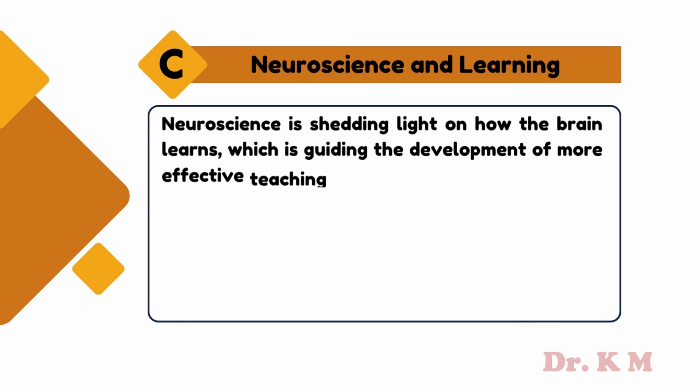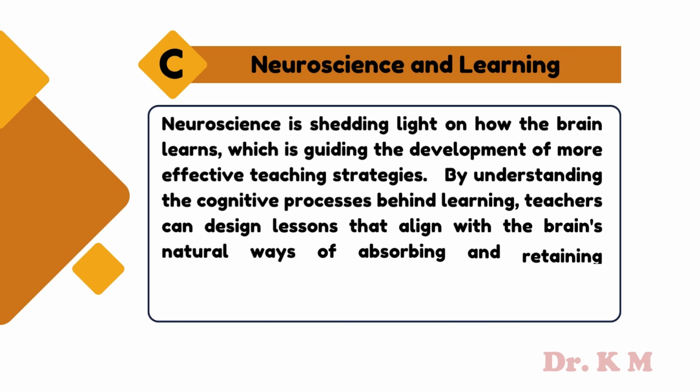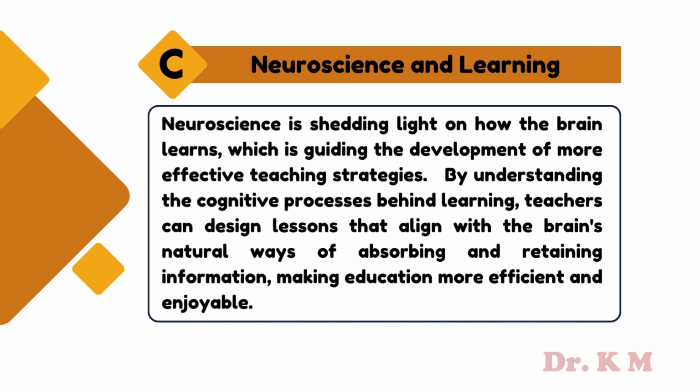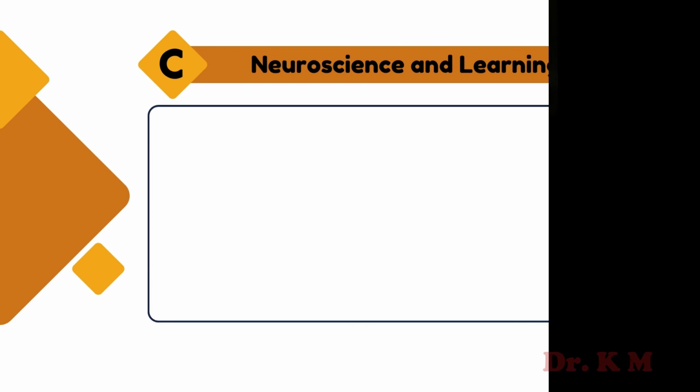C. Neuroscience and learning. Neuroscience is shedding light on how the brain learns, which is guiding the development of more effective teaching strategies. By understanding the cognitive processes behind learning, teachers can design lessons that align with the brain's natural ways of absorbing and retaining information, making education more efficient and enjoyable.